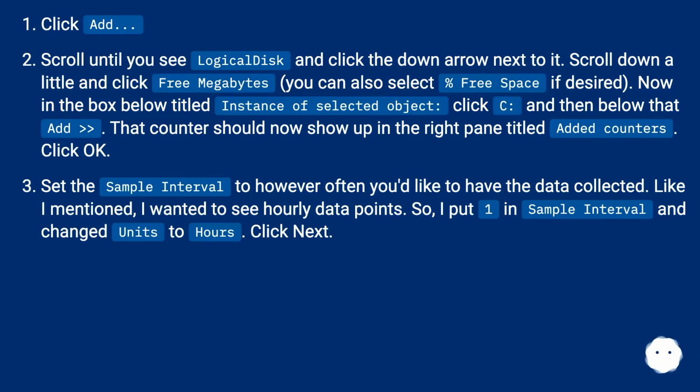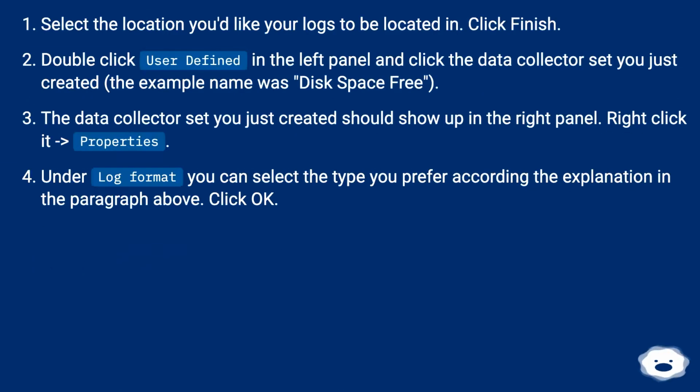Click OK. Set the sample interval to however often you'd like to have the data collected. Like I mentioned, I wanted to see hourly data points, so I put 1 in sample interval and changed units to hours. Click Next. Select the location you'd like your logs to be located in. Click Finish.